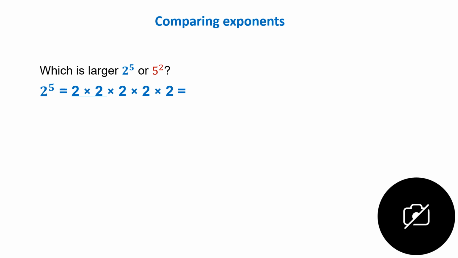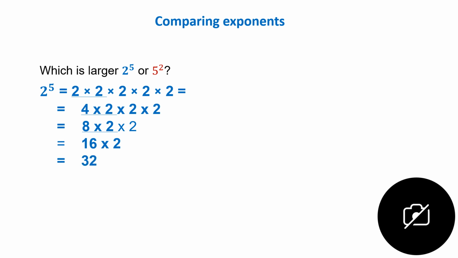When we write down 2 to the power 5, it means we must have 5 2's. So that's 2 times 2 times 2 times 2 times 2. We start with the first 2 times 2, which is 4. Then we say 4 times 2 times 2 times 2. 4 times 2 is 8 times 2. 8 times 2 is 16. 16 times 2 is 32. So we know that 2 to the power 5 is 32.